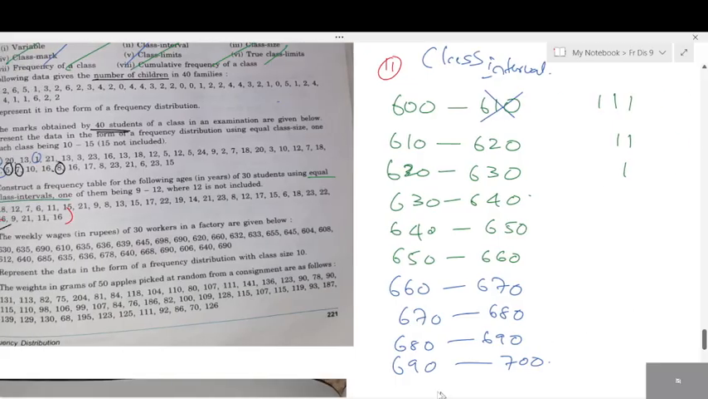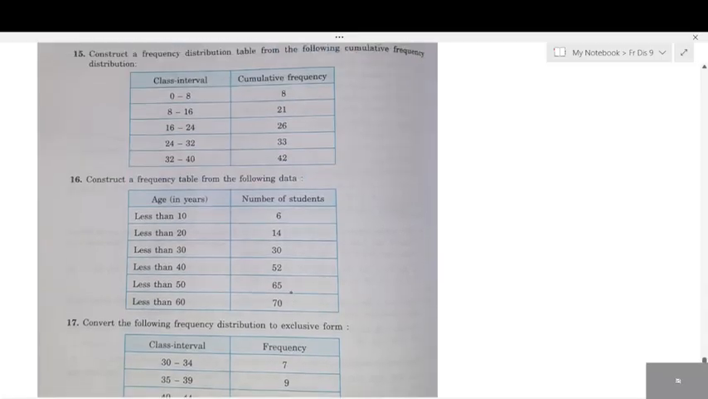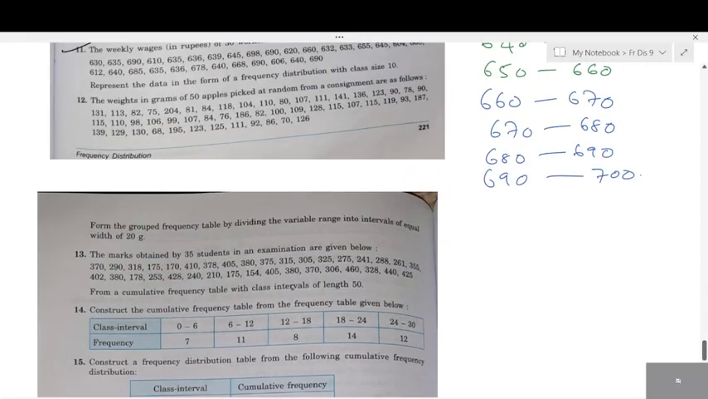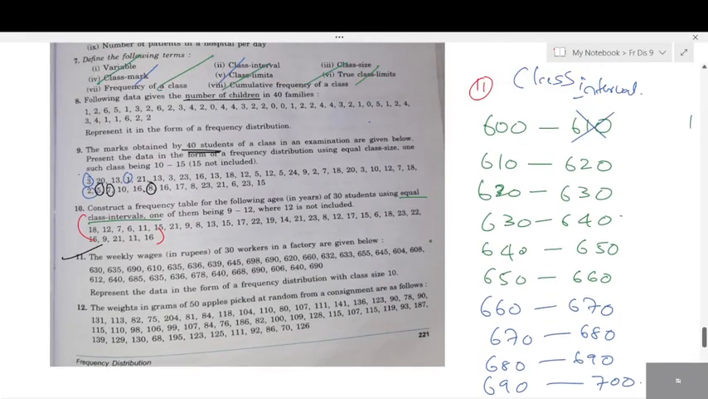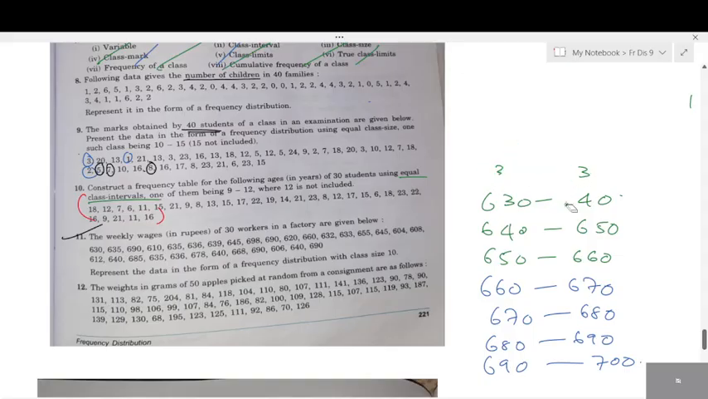11th question, you'll do it, students. Okay, remaining we'll do tomorrow. Fine. Even for the 12th one, I'll tell you how to write the table. Can you write this class interval for the 12th one? If nothing is mentioned, which one will you take, continuous or discontinuous? Continuous. Okay, try the 12th one.